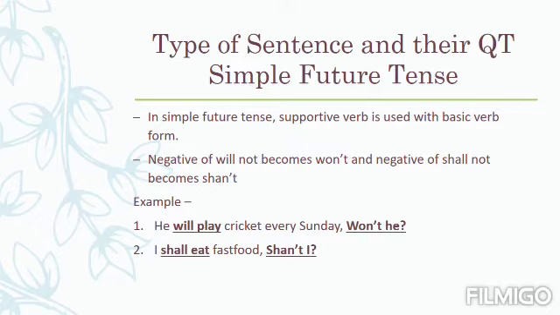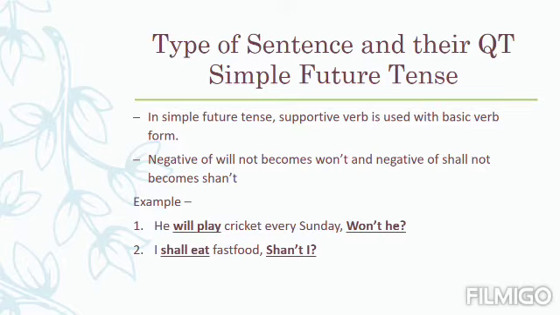Negative of will not becomes won't. Keep in mind, negative of will not will not become willn't, but it will become won't. And negative of shall not becomes shan't. Here, the negative of shall not will not become shalln't, but it will become shan't. Keep in your mind, the short form of will not will become won't, and the short form of shall not will become shan't. So this you should keep in your mind. Now look at the examples given here.